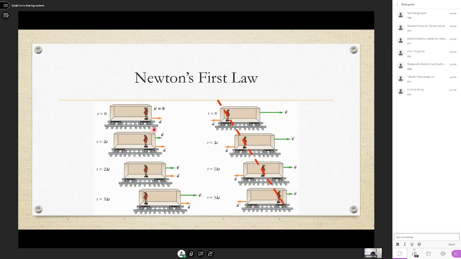Another illustration to explain the first law. The first one on the left here shows a girl on roller skates inside something that looks like a train. She's here, everything is at rest, t equals 0. After a while, the train accelerates. With acceleration going to the right, the train will start to move to the right. But you see the position of the girl. Let's say there's no friction, very slippery. She would want to stay put. She will not want to move.